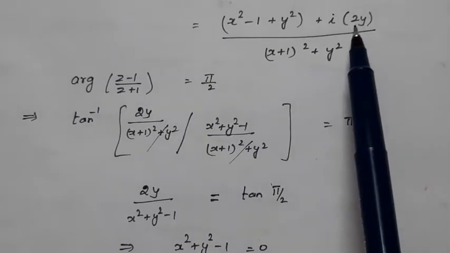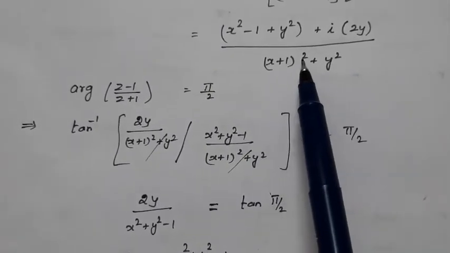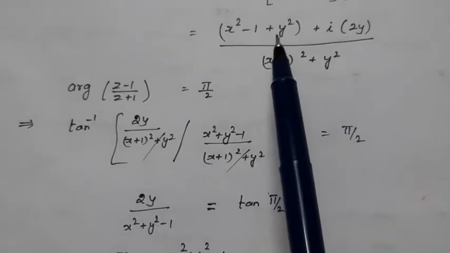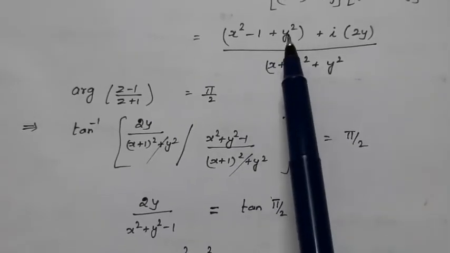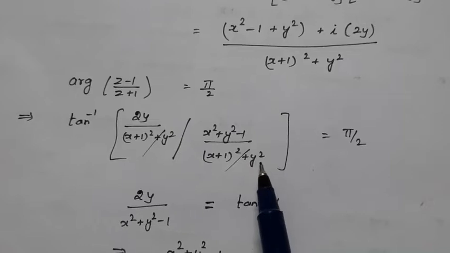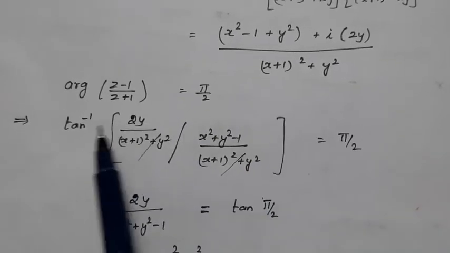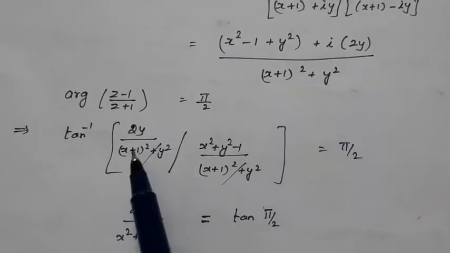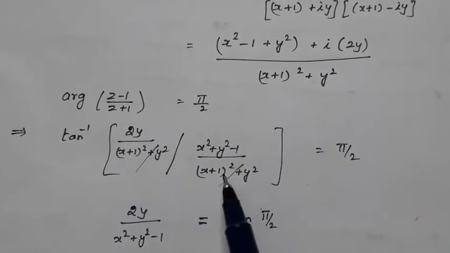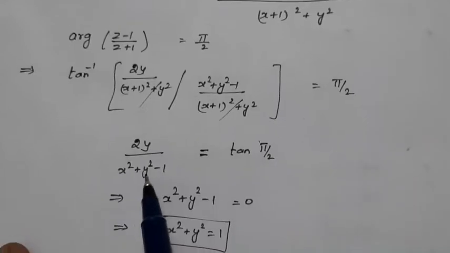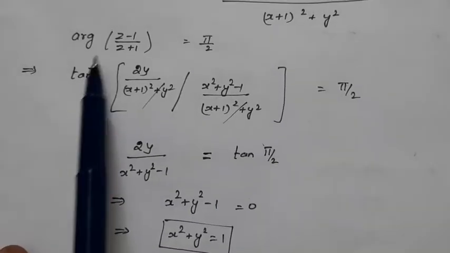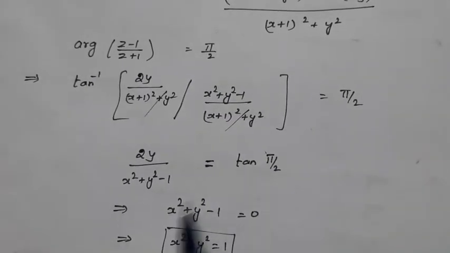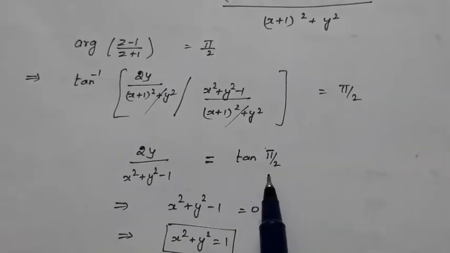So what is y? The imaginary part is 2y divided by (x plus 1) squared plus y squared, and the real part is (x squared minus 1 plus y squared) by (x plus 1) the whole squared plus y squared. So tan inverse of y by x means here tan inverse of imaginary part by real part. Here these two get cancelled, so 2y divided by (x squared plus y squared minus 1). Moving this tan inverse across, taking tan on both sides, you will get tan pi by 2.